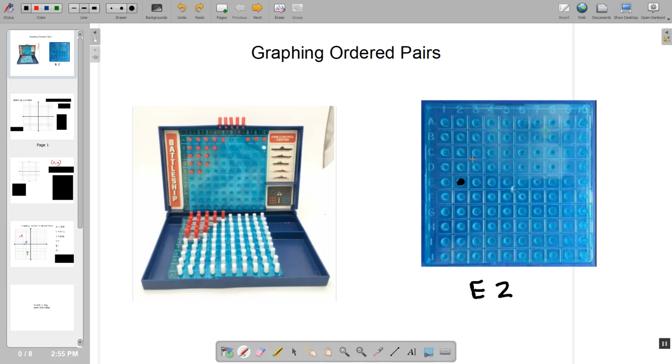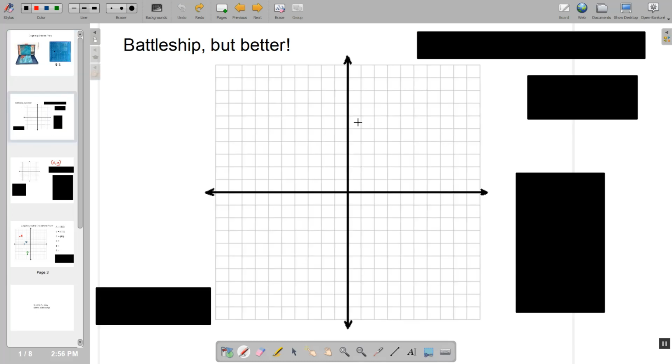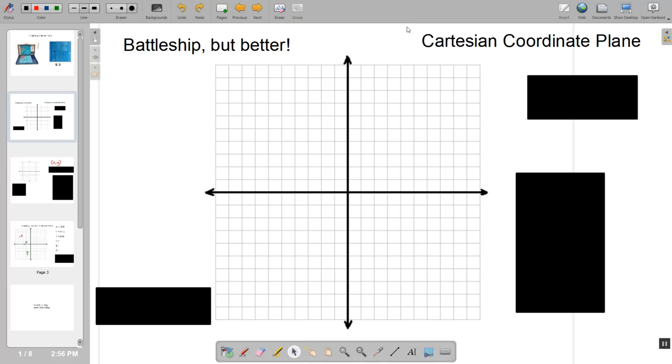However, the game is extremely limited by the fact that you can only have 10 spaces and 10 spaces. And if we in math were able to create a bigger and better grid, maybe we could do Battleship, but in real life. And I'm glad you asked, because that's exactly what we're going to do today. It's Battleship, but better.